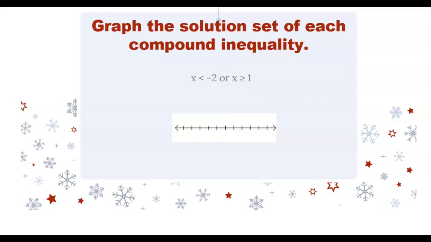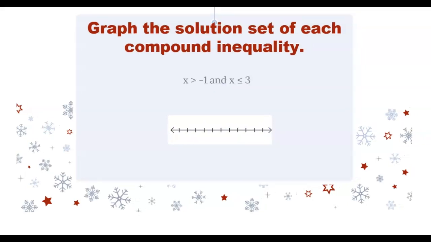All right, for this one, same thing. I apologize that it's a repeat. All the values are less than -2 or greater than or equal to 1. I'm not looking for the intersection because of the or. I'm just wanting to know where it's shaded for either of those two inequalities.